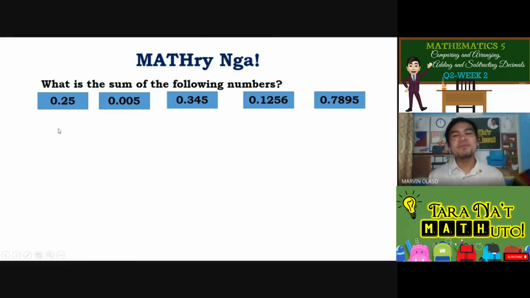Okay, now please get your scratch paper if you have any paper. The question now is, what is the sum of the following numbers? We have 25 hundredths, we have 5 thousandths, we have 345 thousandths, and we have 1,256 ten thousandths, 7,895 ten thousandths. Again, you need to find the sum. What's the operation when getting the sum? You get it. Pause it now. 1, 2, 3.